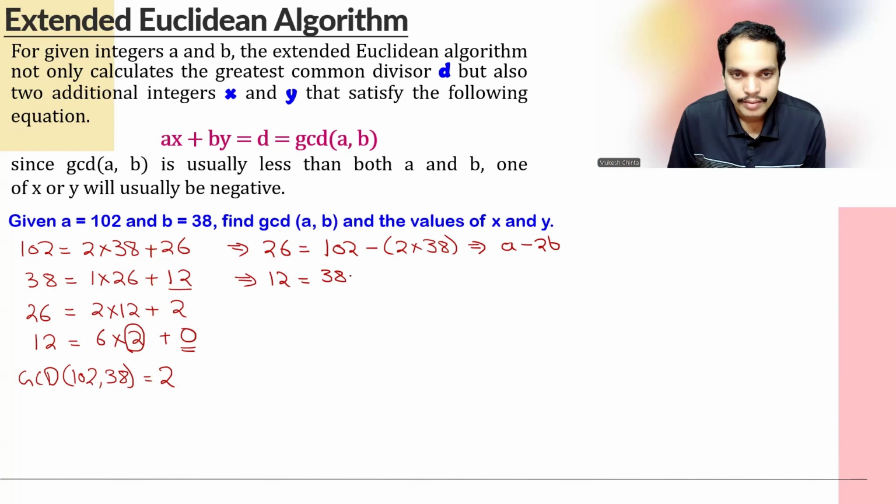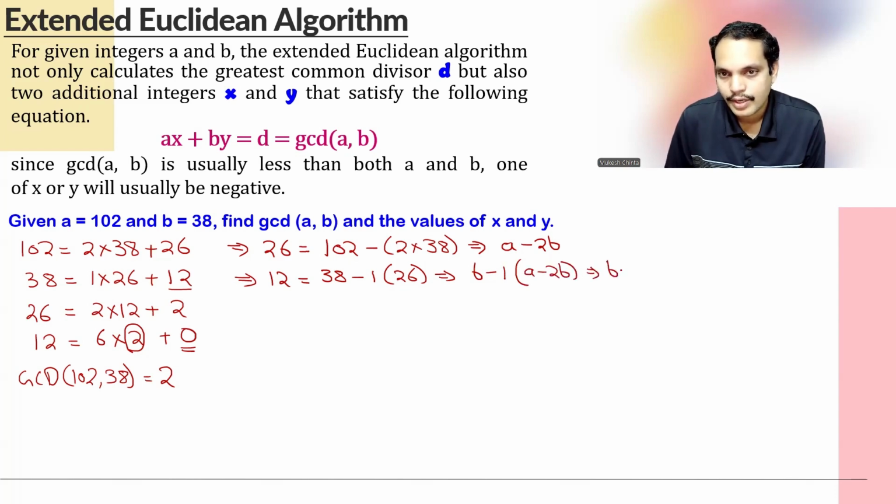38 minus 1 into 26. Now what is 38? It is b. Minus 1 into, what is 26? a minus 2b, which equals b minus a plus 2b, which I will get as minus a plus 3b. So 12 is written as minus a plus 3b.